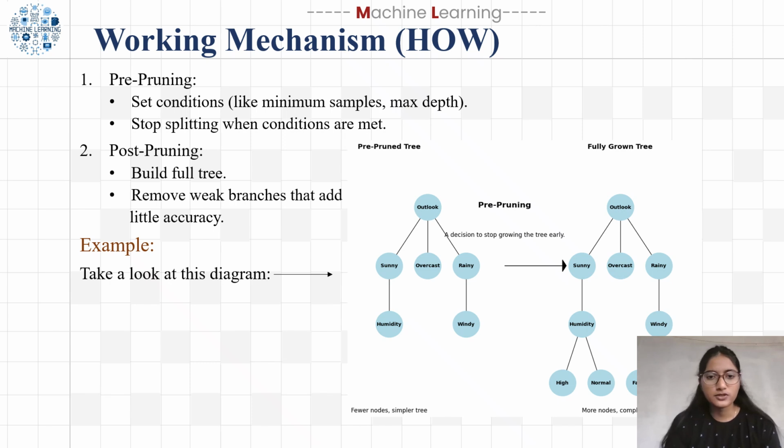And in post-pruning, the process is totally different. We first grow the full tree, no matter how complex it is, and then we evaluate each branch. If removing a branch doesn't reduce accuracy, we cut it off. In the diagram, we notice how pre-pruning controls the growth from the very beginning, while post-pruning allows full growth and then trims later. So the difference comes down to when pruning happens, before or after full tree growth.